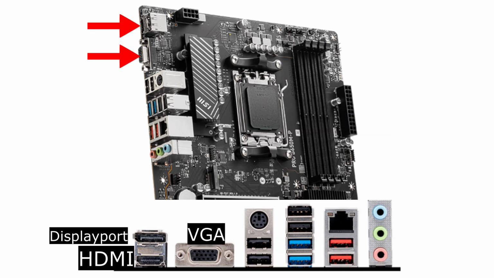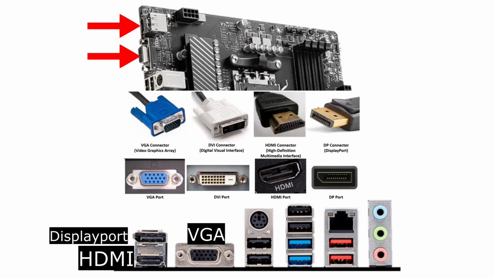Sixth, there are ports for transmitting video and audio signals, such as the HDMI and DisplayPort. The VGA port is an older version of the DVI port. The DVI port is an older version of the HDMI port, and the HDMI port is an older version of the DisplayPort. You can also find some of these ports on a monitor, your TV, or gaming console.